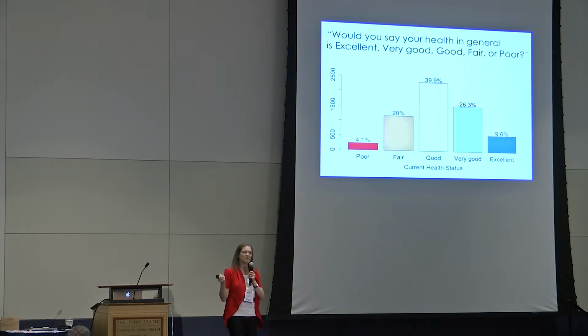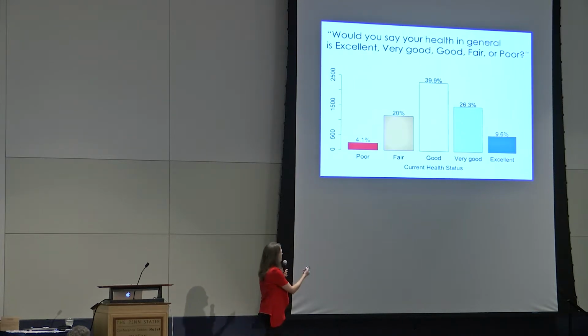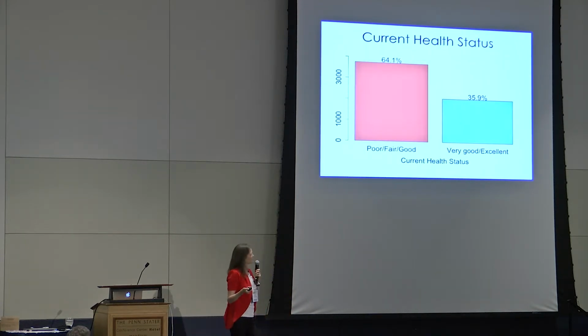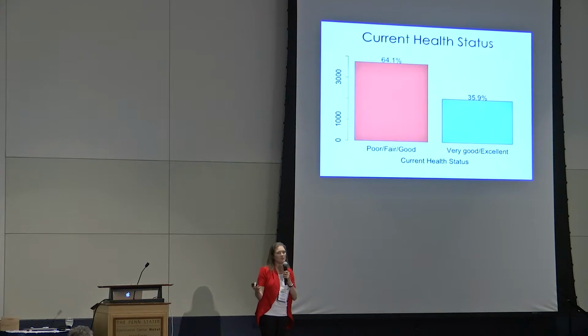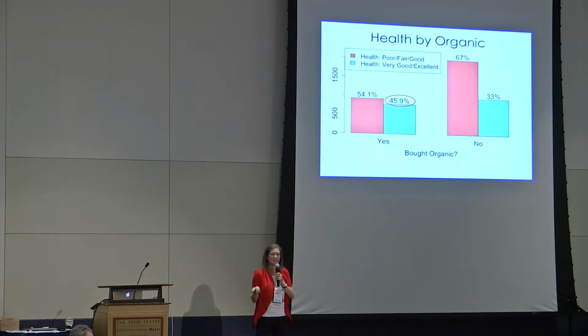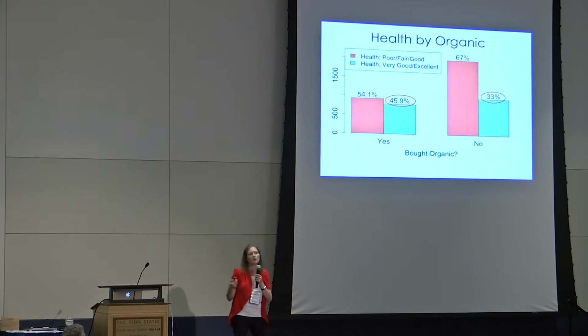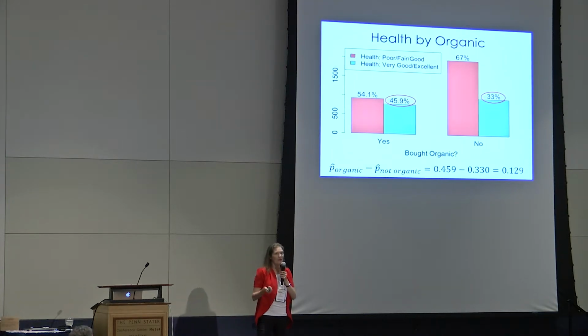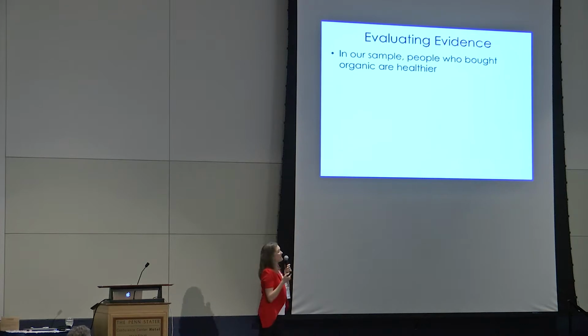Self-reported general health status. Would you say your health in general is excellent, very good, good, fair, or poor? This is a little bit hard for intro students to work with, so we're just going to collapse it into a dichotomous outcome, 2 categories. About 36% of people say they have very good or excellent health. The real question, of course, is what happens when you break it down by the different organic statuses? So here's the data. Among those who bought organic, about 46% say they have very good or excellent health, as compared with only 33% in the non-organic sample, for a difference in proportions of 0.129. So in our sample, people who bought organic are healthier.